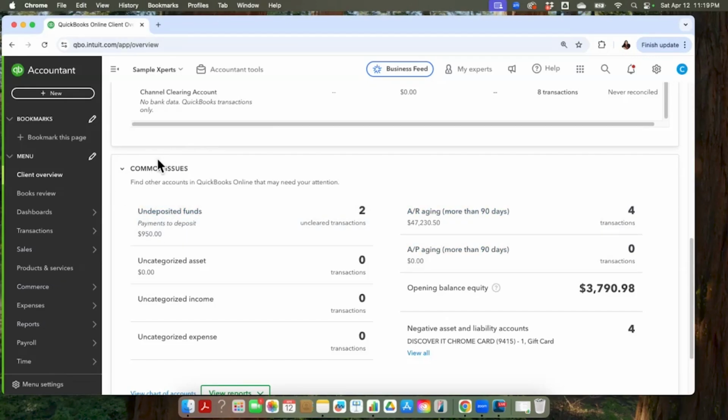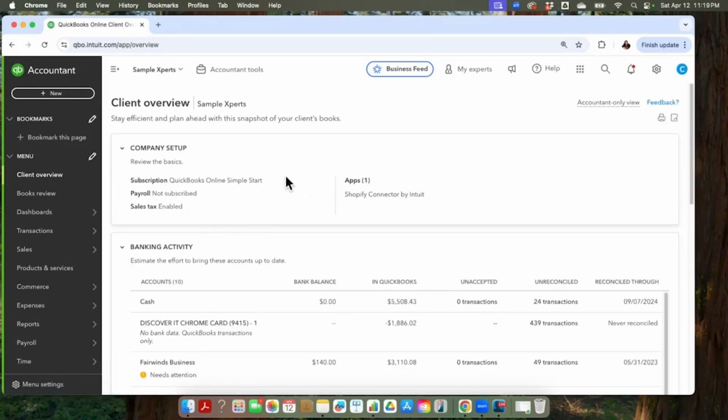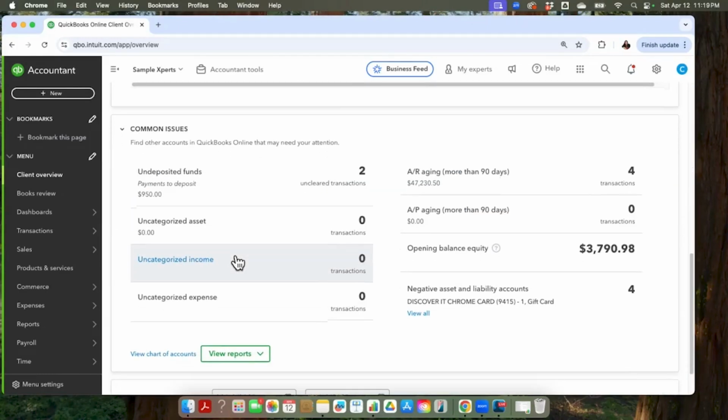And the common issues are going to be showing under client overview. So if your bookkeeper is going to be here, if you are a client, this is where you're going to take a look. Okay, you're going to look at undeposited funds. If there is any uncategorized asset, those transactions are going to be here. Undeposited funds means that you need to match those transactions to the bank feed. If it is not matched, you want to make sure that this payment really happened.